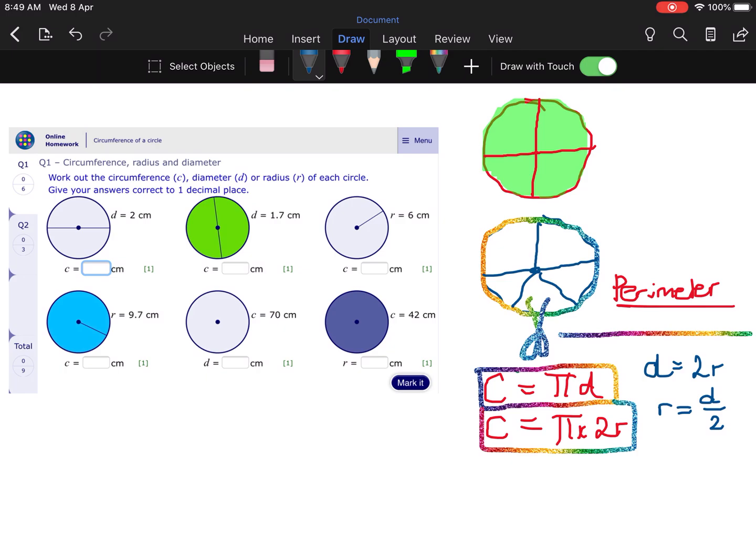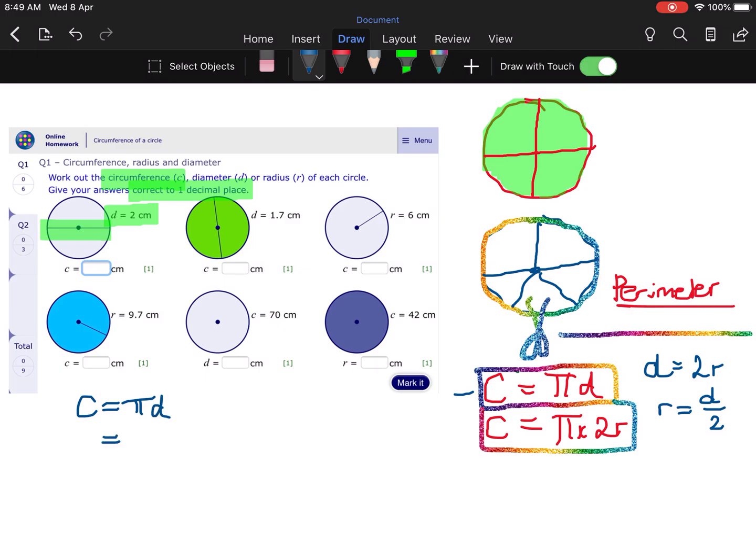So if you look at the first one, you've been given a diameter which is 2. So here is the diameter, and it's asking me to find the circumference correct to 1 decimal place. So I look at my formula. Which one has a diameter? Well, it's the first one. So circumference is equal to pi d. So C is equal to pi d.